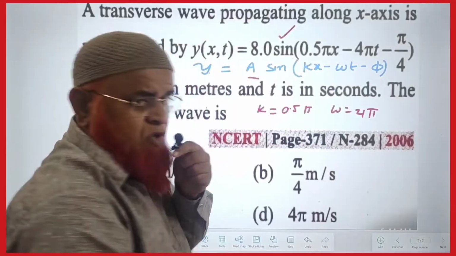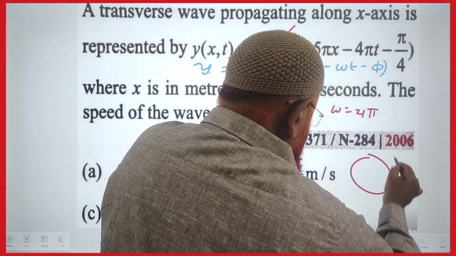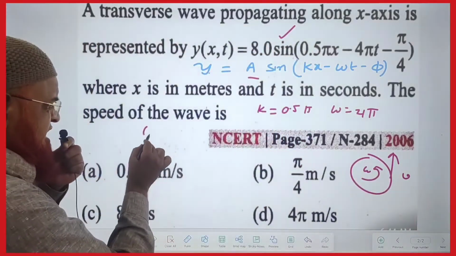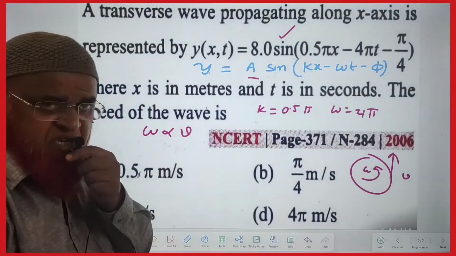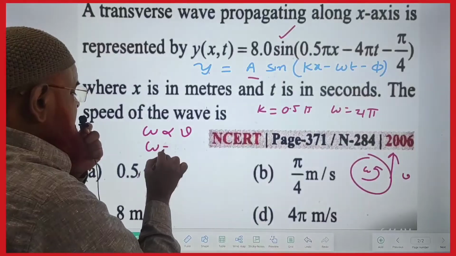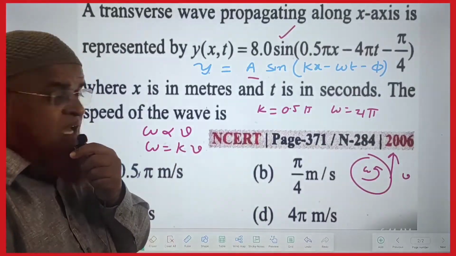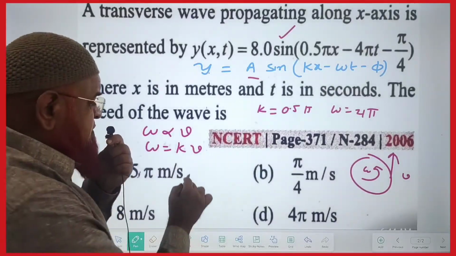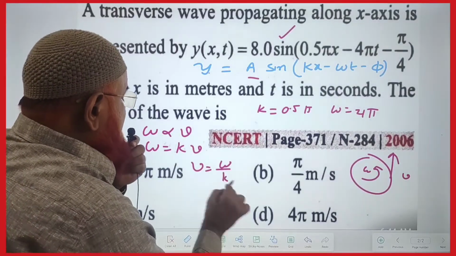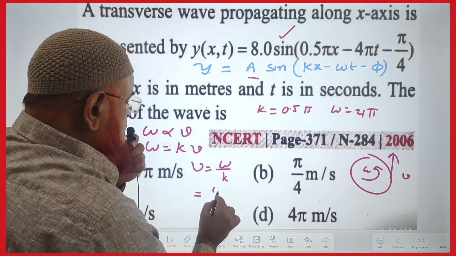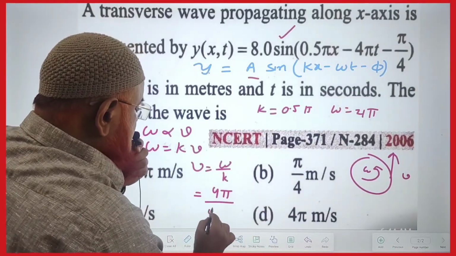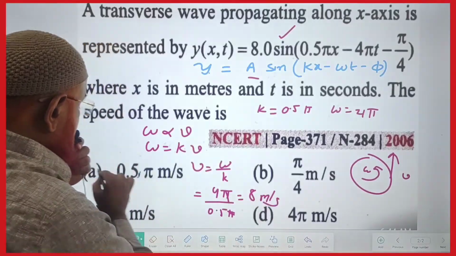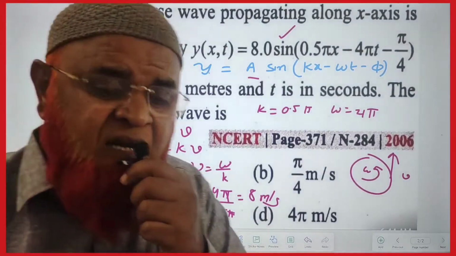And I told you many times that कभी भी ये लीनियर वेलोसिटी है तो फिर ये एंगुलर वेलोसिटी है. Angular velocity is directly proportional to linear velocity. प्रोपोर्शनलिटी निकाल दो, you will be getting constant k. अभी k दे दिया और ओमेगा भी दे दिया. स्पीड पूछा तो स्पीड will become ω by k. सो ओमेगा कितना 4π, k कितना 0.5π. तो आंसर कितना 8 मीटर्स पर सेकेंड. आ गया आंसर. इतना आसान.